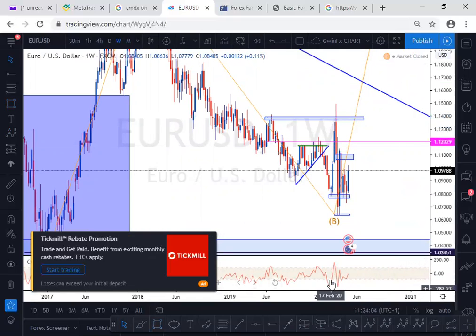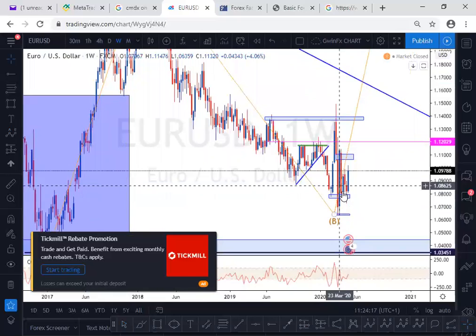You can see that during this point, here we had this overbought, coming into here. It was overbought, and then the market came down here.